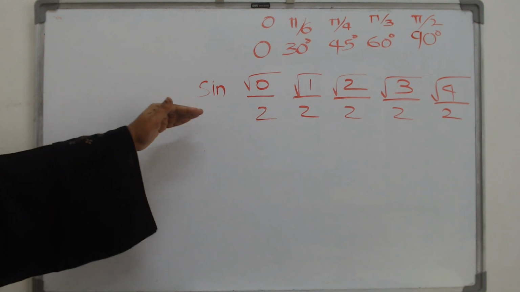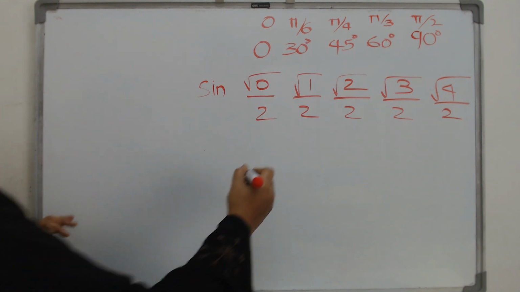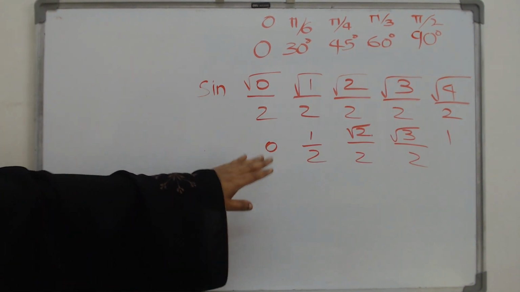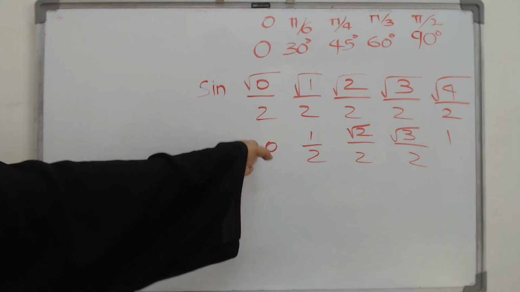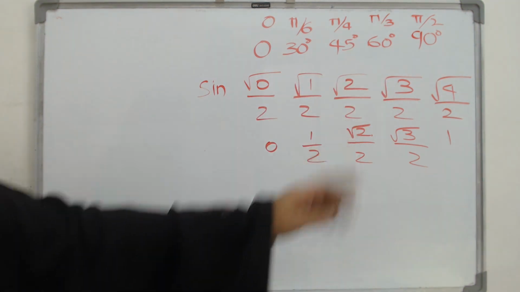Now, what do you notice here? These are not in their lowest form, right? So I will reduce it to the lowest form and you see how it looks. Now, when I reduce it to its lowest form, this is how it looks. The values start from 0 and increase and reach 1.